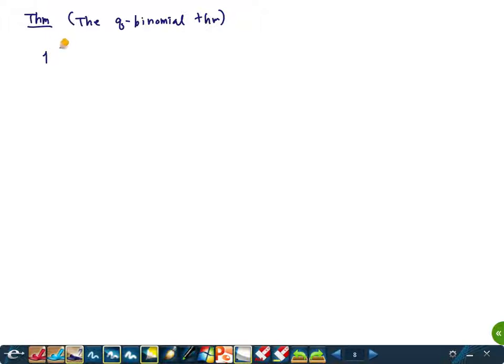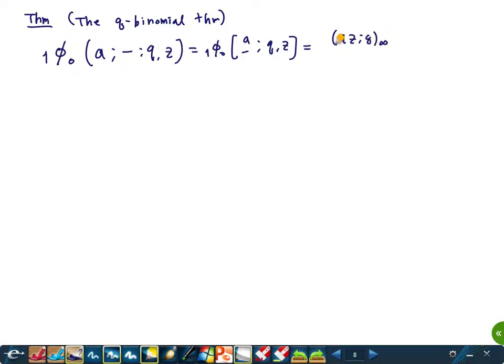So this is 1φ0(a; -; q, z). This means the same as this. So this is equal to (az;q)∞ over (z;q)∞. In other words, 1φ0 can always be written as a product, because this is the general form, a, q, z, they are all in general form. 1φ0 is always expressible as a product.